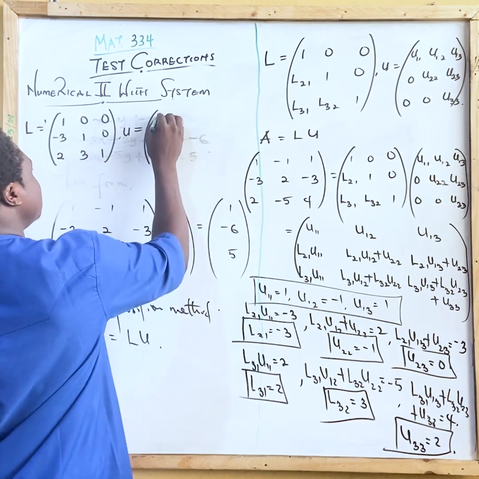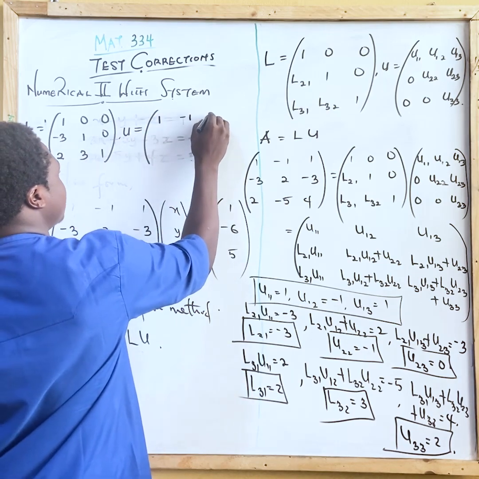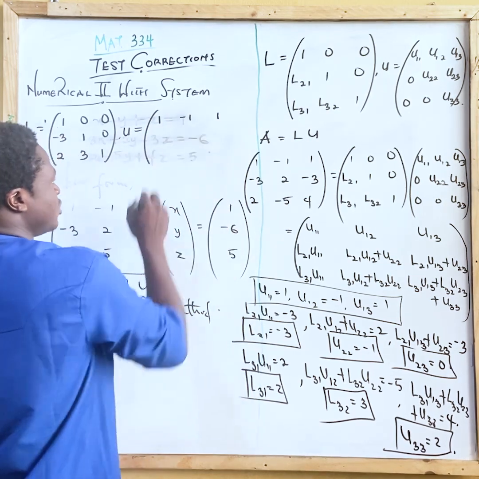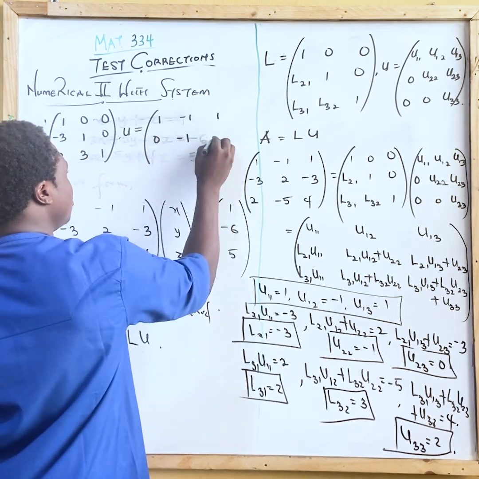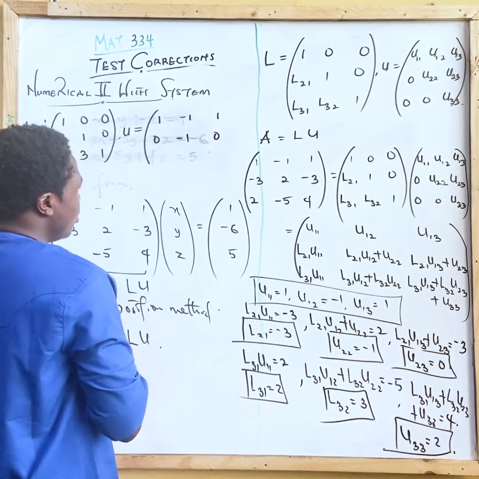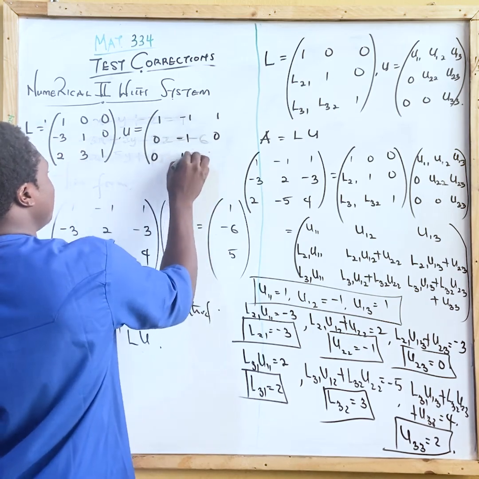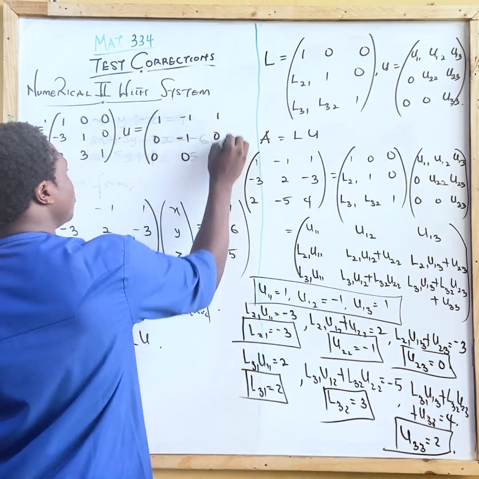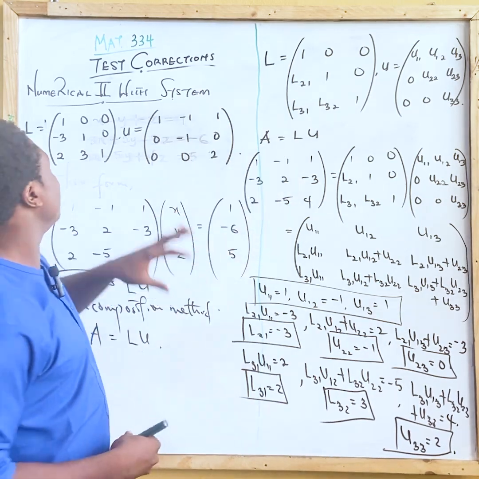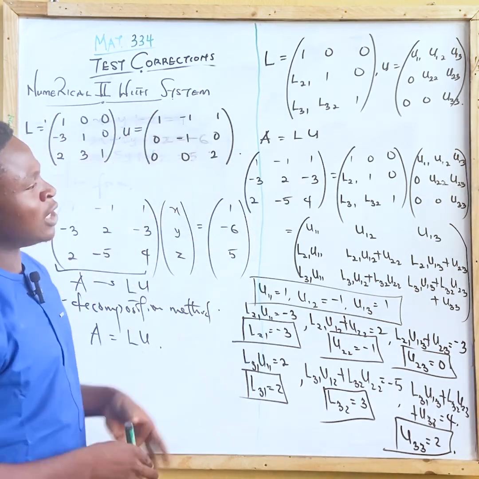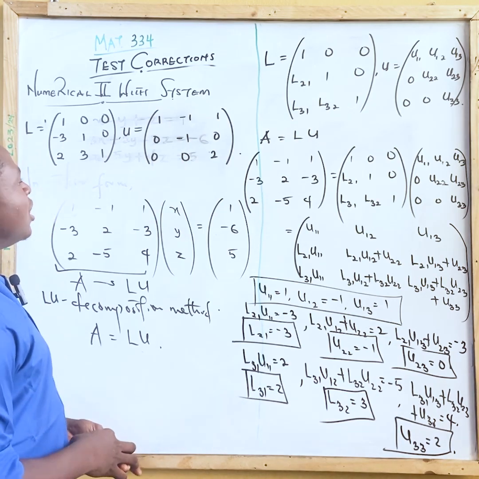And then U will be U11, which is 1. U12 -1. U13 1. So I have 0. U22 is -1. U23 is 0. So 0 0. U33 is 2. So I have decomposed the matrix A into a L and a U. That's all. Now how do we confirm our answers?